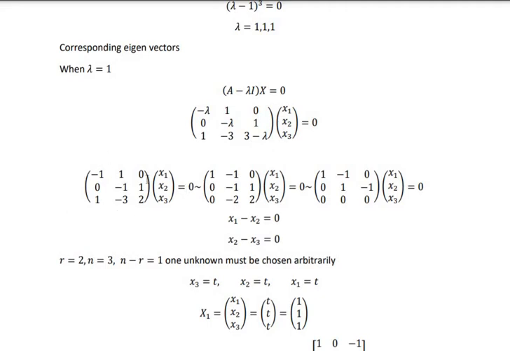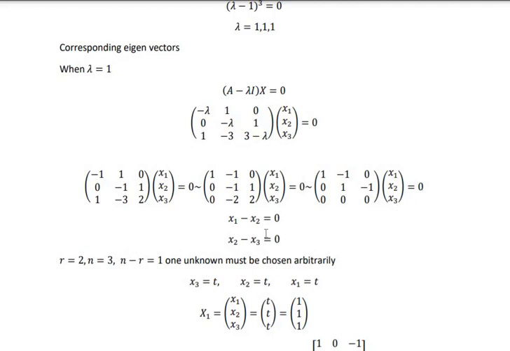Now we can make this matrix into echelon form. So 1 minus 1 0, 0 minus 1 1, 0 minus 2 2. After elementary row transformation, you will get the final stage: 1 minus 1 0, 0 1 minus 1, 0 0 0, times x1, x2, x3, is equal to 0.